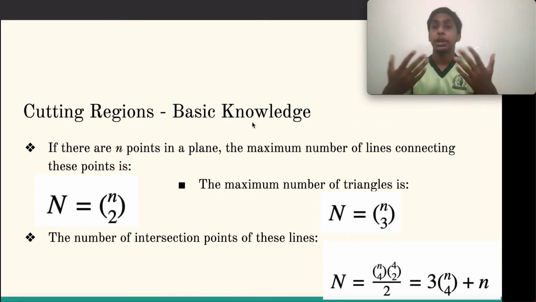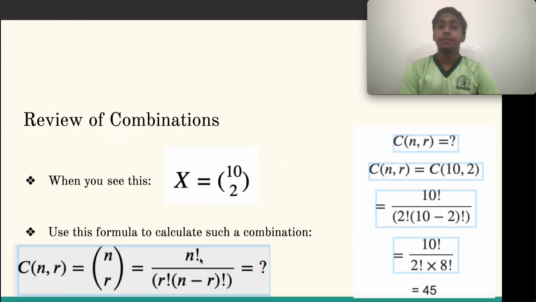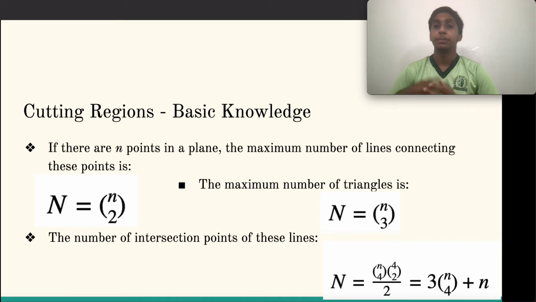So now we can get into cutting regions. We need some basic knowledge for cutting regions so we can actually utilize this. The basic knowledge that we need at the beginning is that if there are n points in a plane, the maximum number of lines connecting these points is n choose 2. There we go, we got our first combination of the day. For this one, you'd simply plug it into the formula we just learned: n factorial over 2 factorial times (n minus 2) factorial. For now, we can't calculate it because we have a variable, but when you find out what n is, it's pretty easy to calculate.